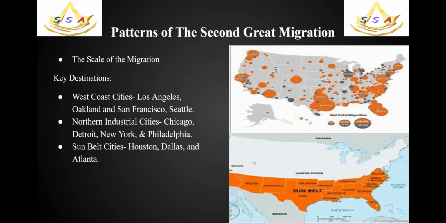So the patterns of the migration. When it comes to the scale of the migration, between 1940 and 1970, approximately 5 million African Americans relocated from the South to the North, the West, and the Sun Belt.